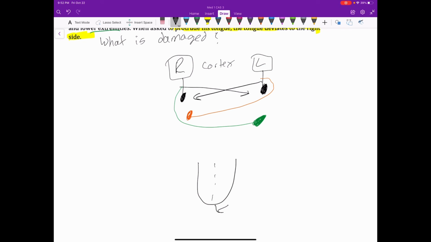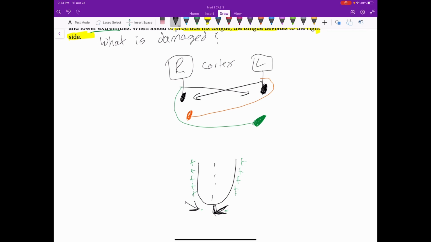Well, if the tongue deviates to the right side, what works? Well, if we're talking about tongue deviation, we know the upper regions are intact because tongue deviation comes from protrusion of the tongue. So now what is damaged? This side or this side? The right or the left side? Well, the left side does what? The left side, which is right over here, protrudes the tongue to the right. It pushes it away from it. The right side pushes the tongue to the left.